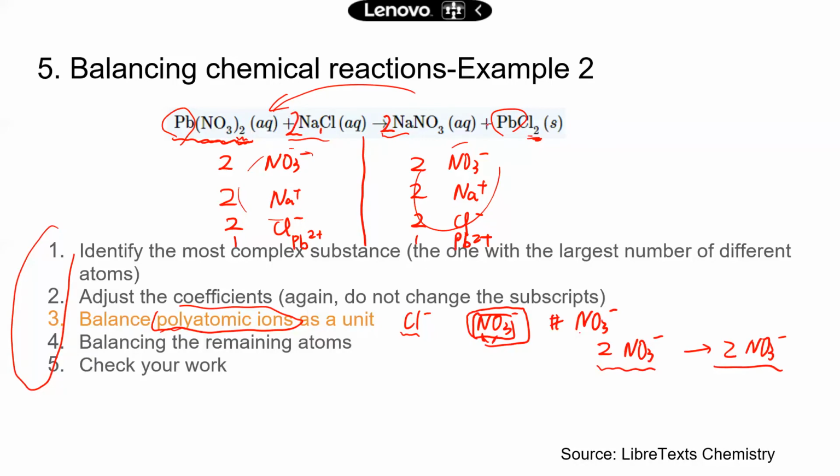All right, so let's double check. We have 1 lead, check. We have 2 nitrate, check. We have 2 sodium, check. We have 2 chloride, check. There we go. And then let's look at the product side. Do we have 2 nitrate? Yes, because of this coefficient of 2, check. We have 2 sodium, we have 1 lead, and then we have 2 chloride ions. Okay, so everything is balanced.